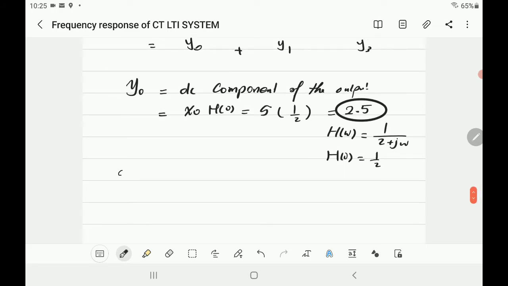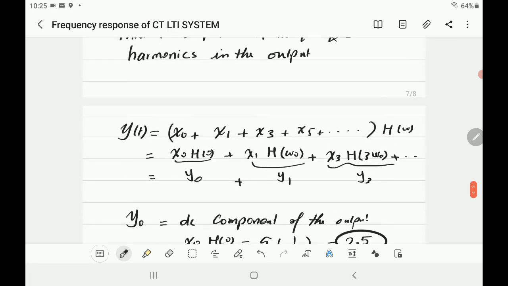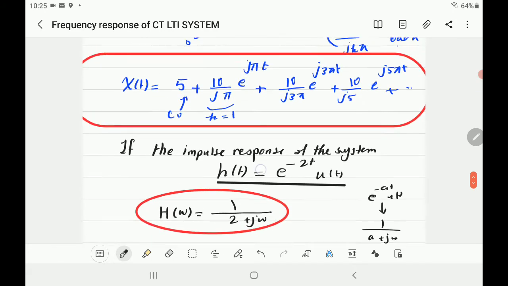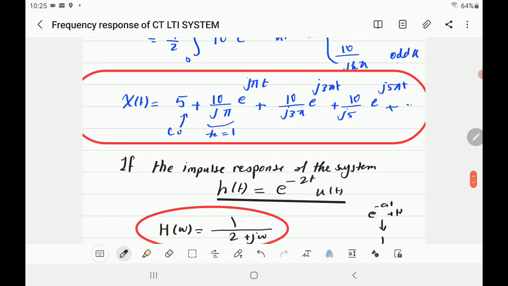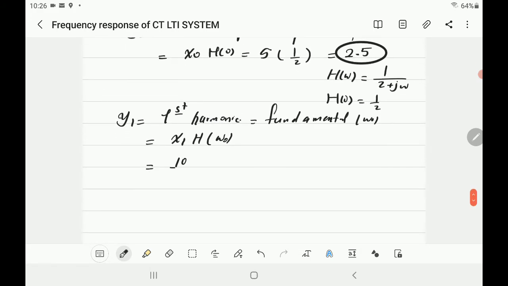Let's find the first component, y1. That's the first harmonic. Sometimes they call it the fundamental component, because it has the fundamental frequency omega naught, right? So that will be equal x1 h omega naught. x1, we have it here. That's x1: 10 over j pi, e to the power j pi t.